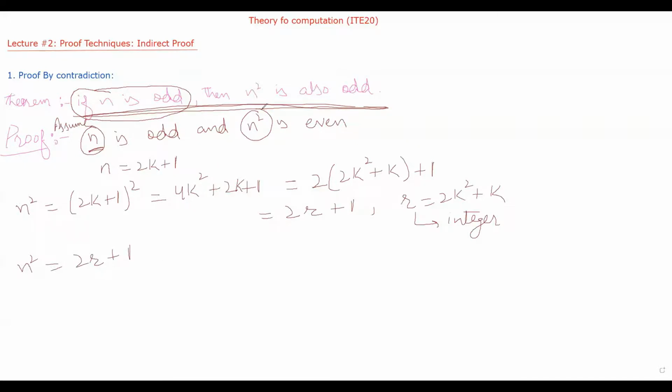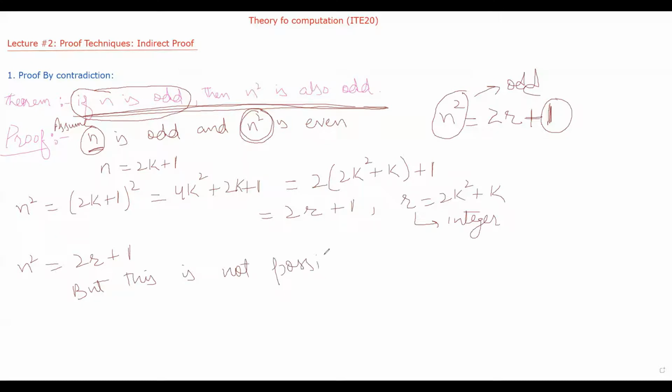But we said here that n square is even. If a number is even, it can only be written as 2 times r, so there should not be this plus 1. If there is this plus 1, that means this particular number is odd. So we reached that n square is equal to 2r plus 1, but this is not possible. Why?